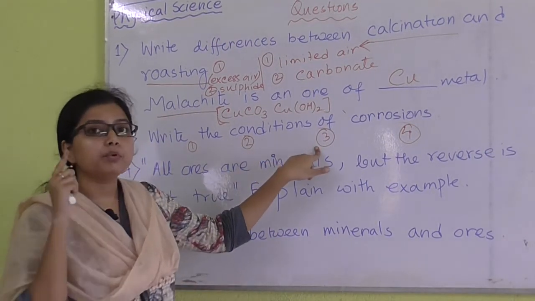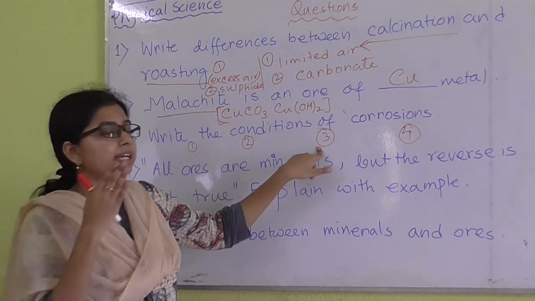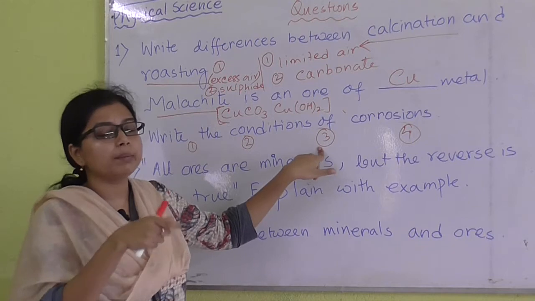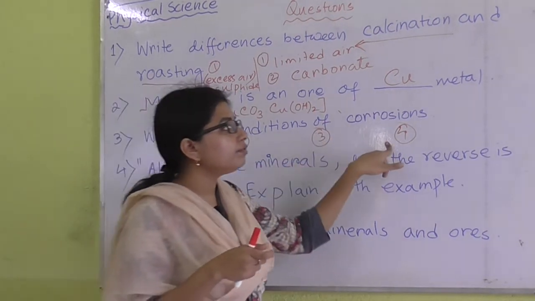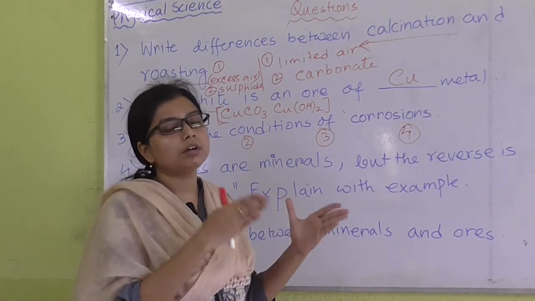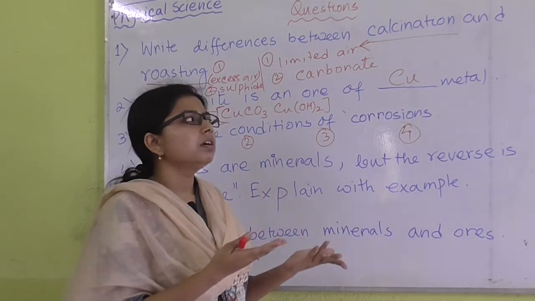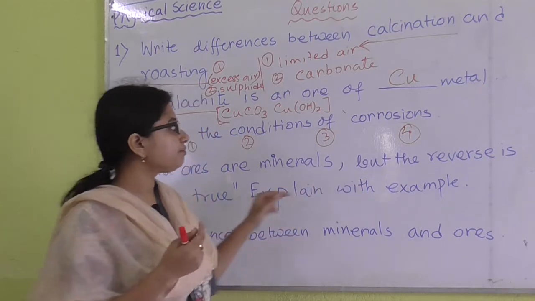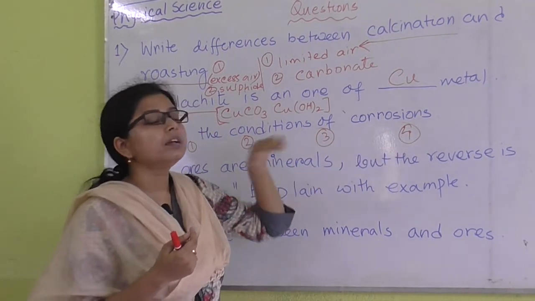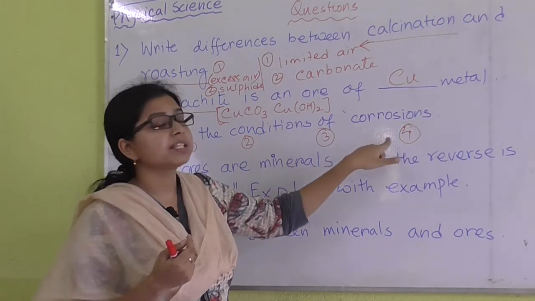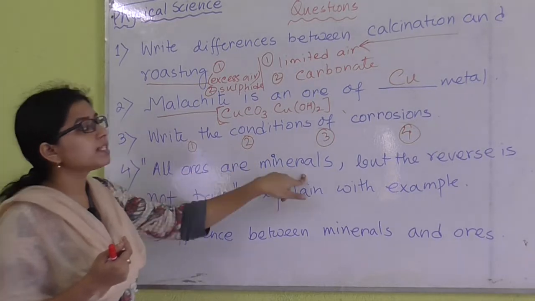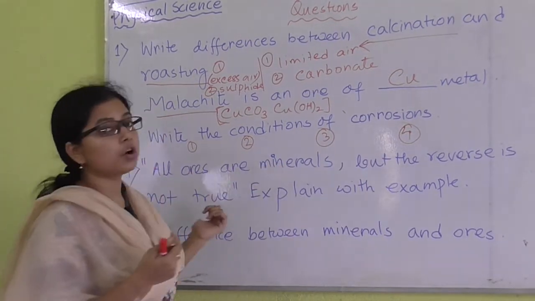Number 3, the position of the metal we are considering here in the electrochemical series. Okay, and number 4 is the presence of any foreign type of ions or foreign type of elements. Okay, and if you want to give an example, you can write that rusting becomes faster in presence of chloride ion. The next question is, all ores are minerals, but the reverse is not true.